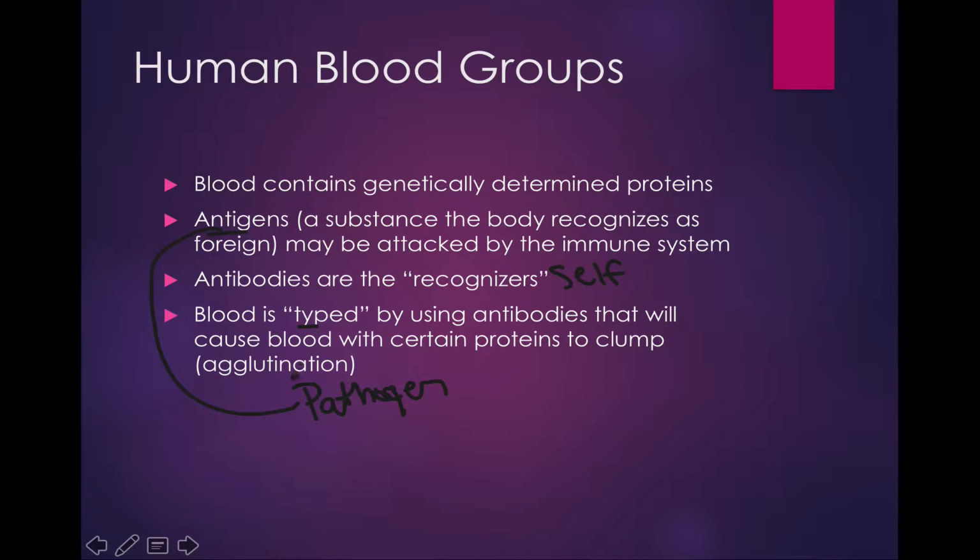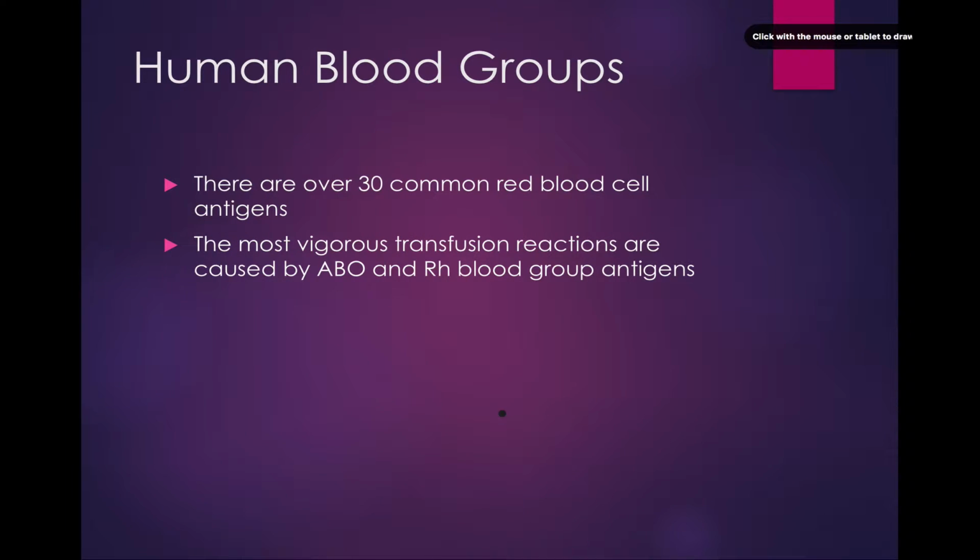Blood is typed by using antibodies that will cause blood with certain proteins to clump, or agglutinate. If they are self antigens, your immune system won't attack them. If they're non-self antigens, then your immune system will attack those blood cells. In the human body, there are about 30 different types of red blood cell antigens. However, the most vigorous transfusion reactions are caused by ABO and Rh group antigens.